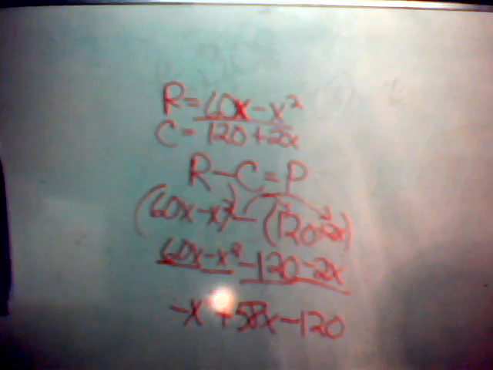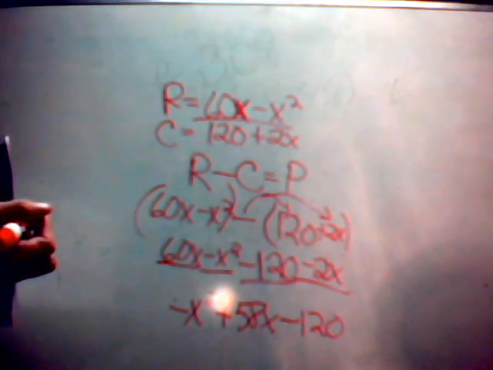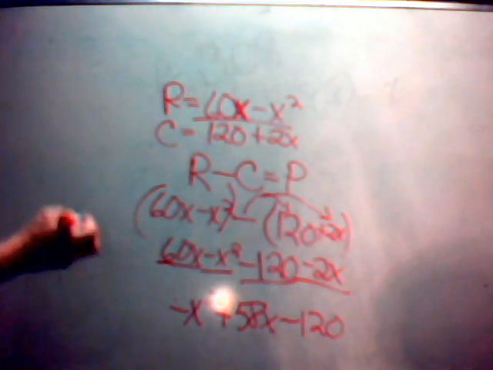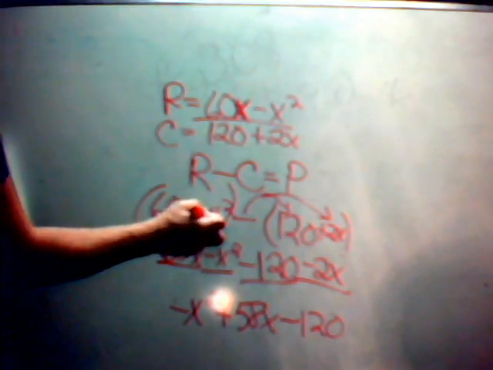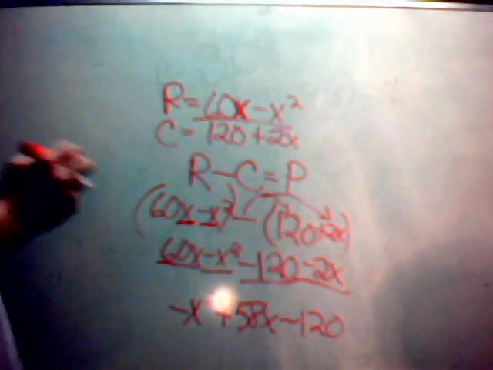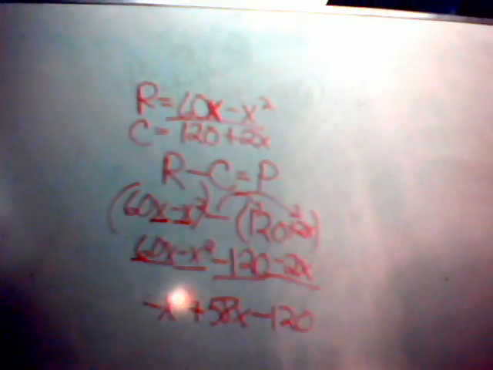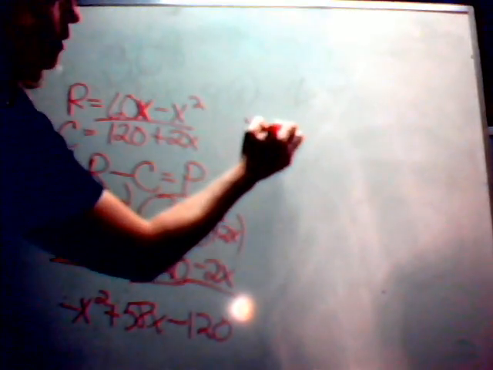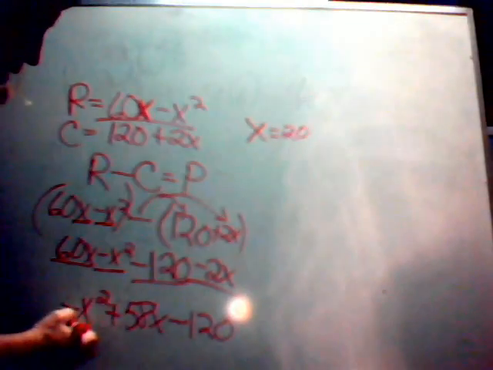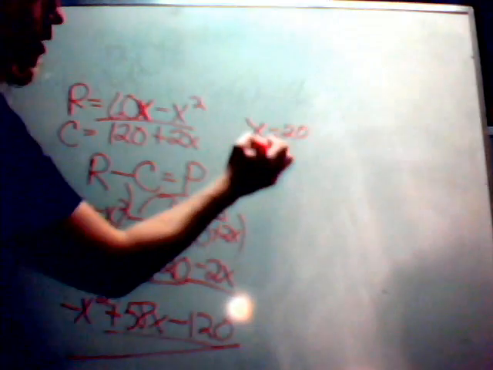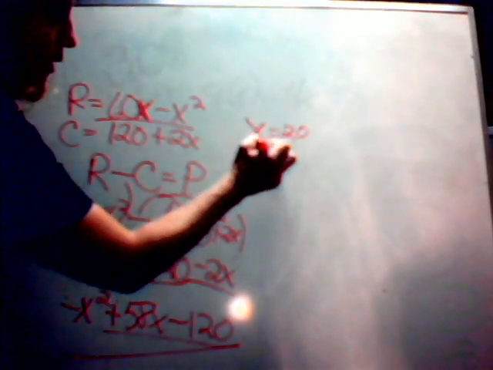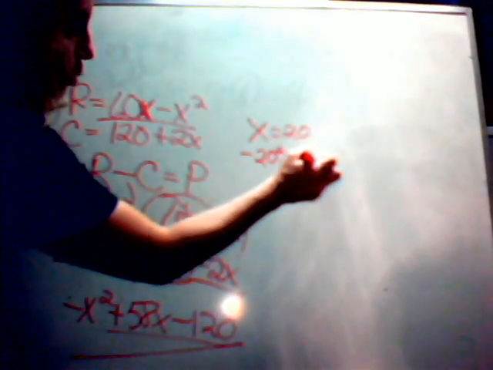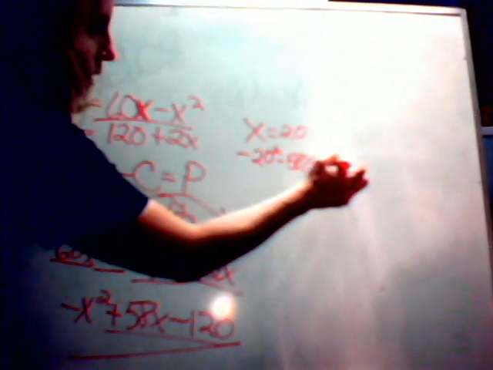Okay, now let's say you sold 20 widgets. How much money did you make? So, we're actually going to plug in 20 for x. So, let's slide this over. We're going to plug in x equals 20 into this equation. So, negative 20 squared minus 58 times 20 minus 120.